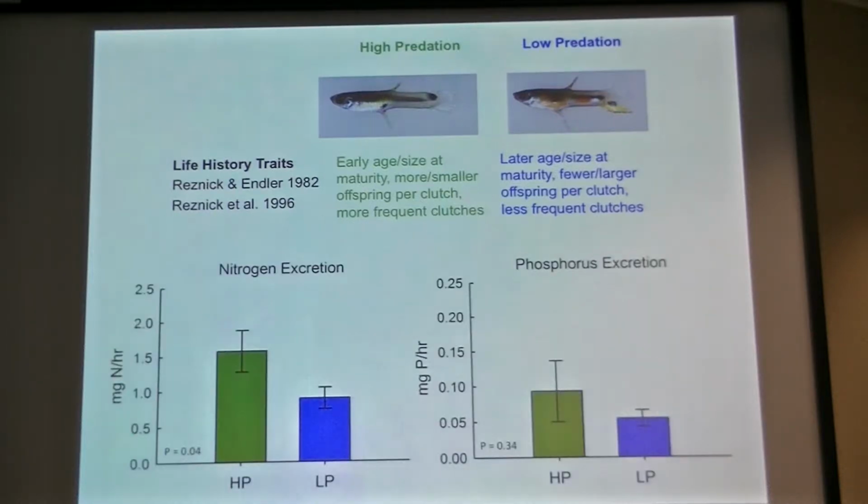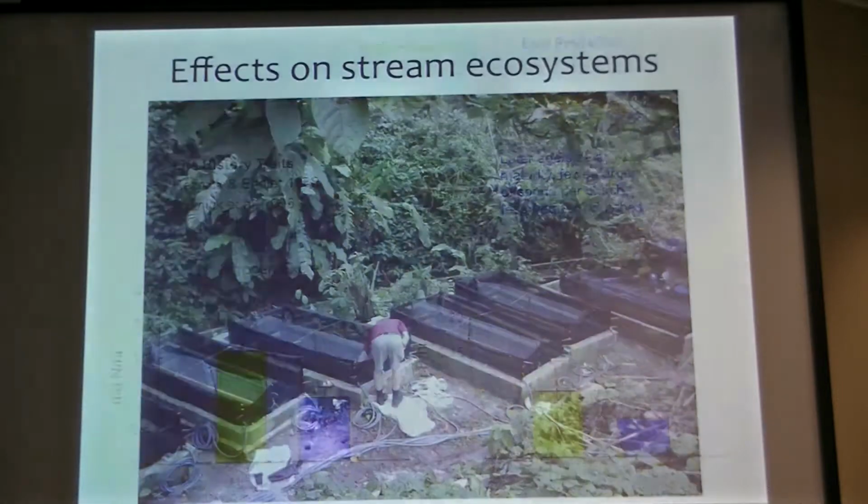Okay, so we would now expect that high predation populations might have elevated nutrient turnover rates, or be driving higher nutrient turnover rates. In fact, when we measure excretion rates for the two different population types, we see this effect. For nitrogen and for phosphorus, high predation populations have higher excretion rates per hour than do low predation populations. Okay, so this is potentially an effect whereby guppies are increasing nutrient availability for algal growth, by recycling nitrogen and phosphorus and making that available for algal production.